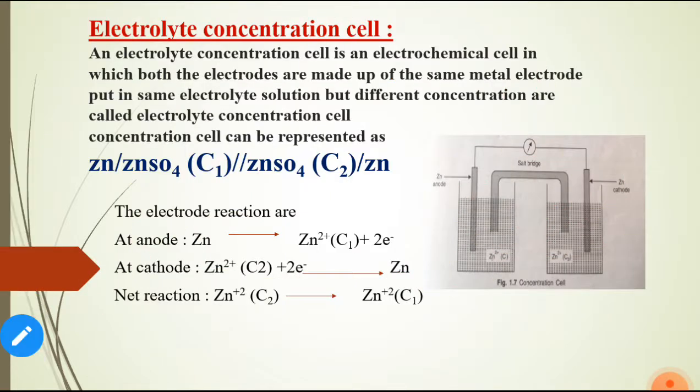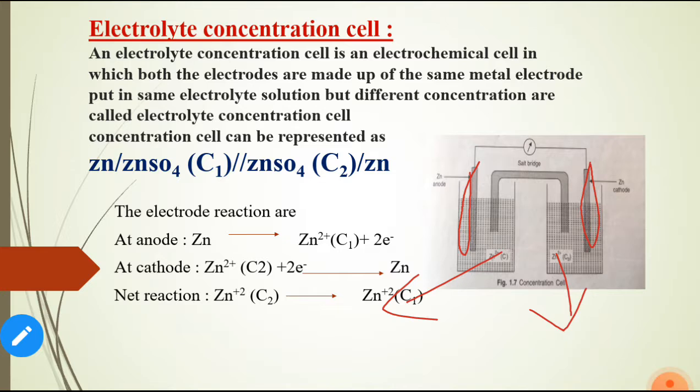Next you have to see the electrolyte concentration cell. What does it mean? An electrolyte concentration cell is an electrochemical cell in which both electrodes are made of the same metal. Here this is the zinc metal, this is the zinc metal. Both electrodes are made of the same metal and put into the same electrolyte solution. Here also zinc sulfate solution, here also zinc sulfate solution. We put the same electrode and the same electrolyte solution.